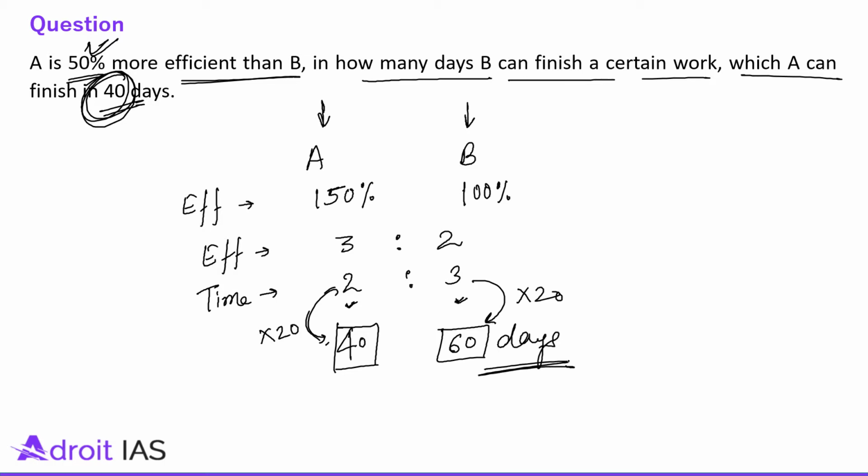So B will be taking 60 days to finish that work which A can finish in 40 days, right? So the answer is 60 days. Okay, everyone. This is a very simple approach. We will be taking the same approach for solving these type of other questions, right? Okay, let's talk about the next question.